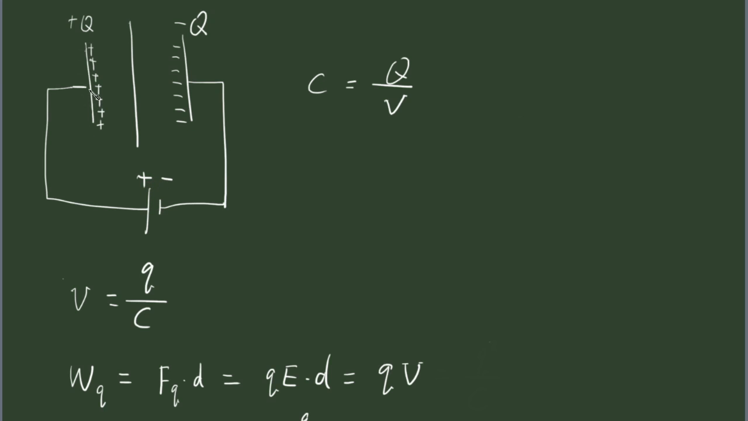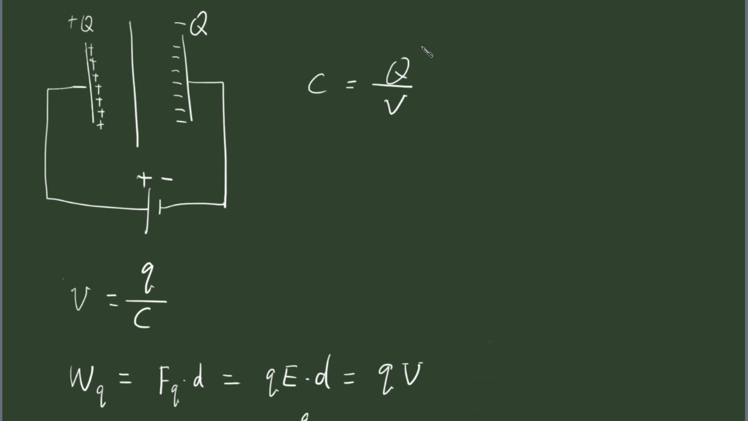When the battery is connected to the parallel plates, the electrons will move from the left side to the right side, and these two plates will have the same amount of charge but different polarities. The left side is plus Q, the right side is minus Q. And then we remove this battery. There is the electric potential difference, V. And the capacitance is defined as Q over V.